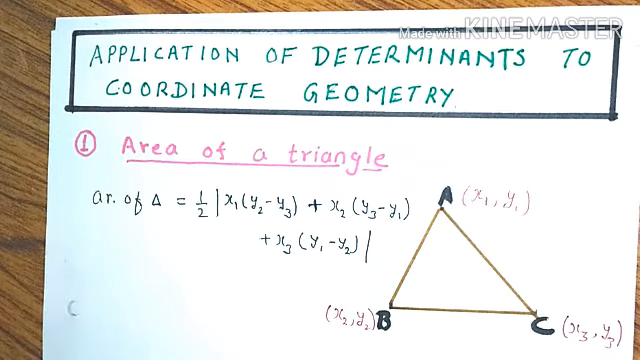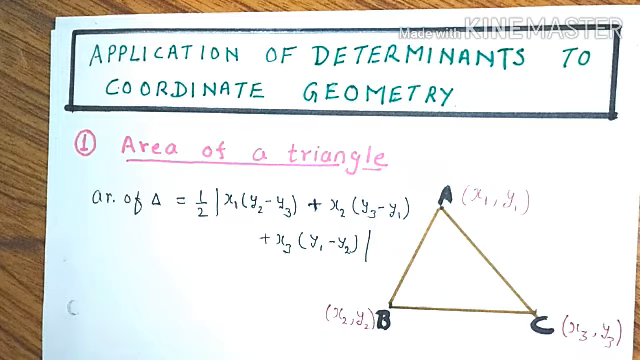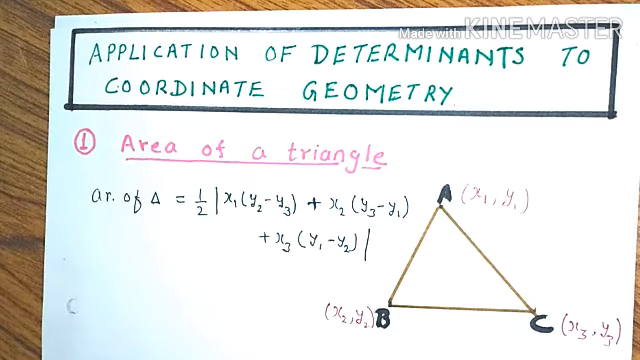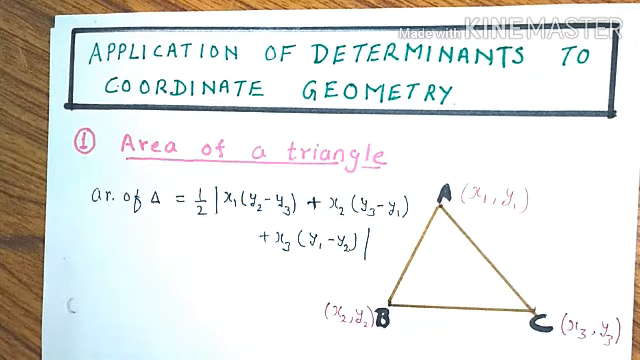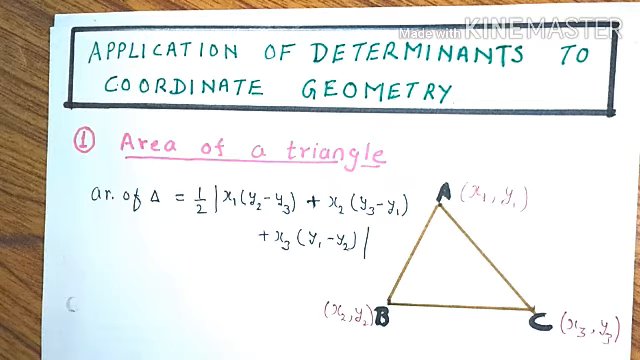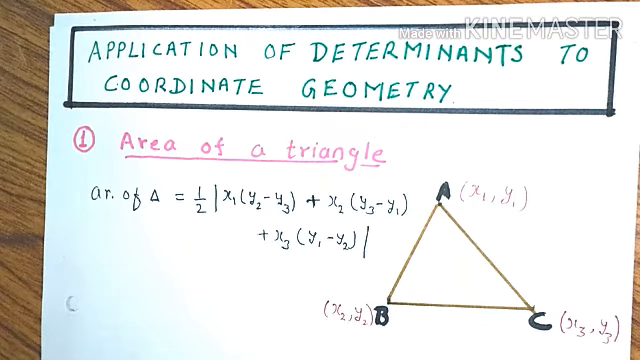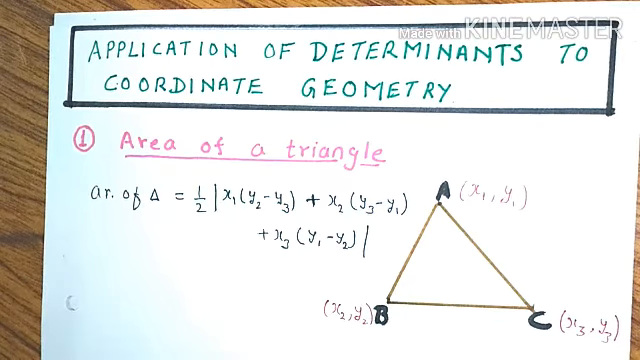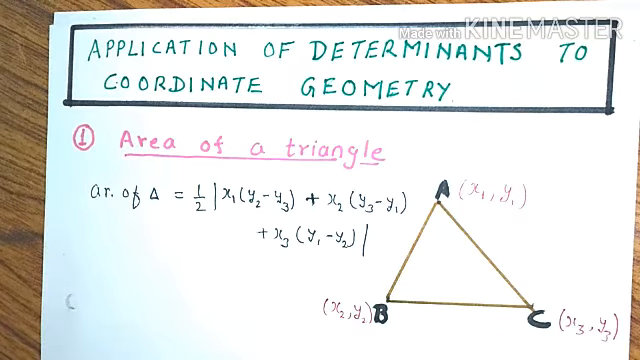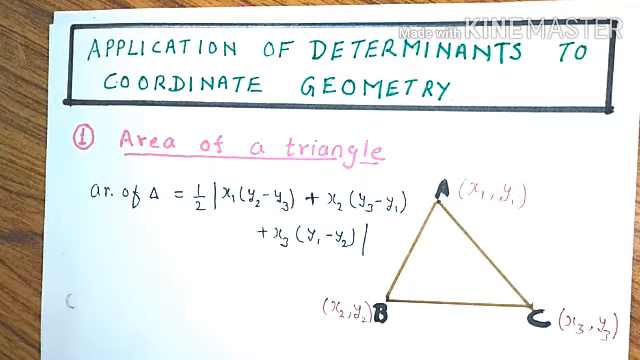So in our last class we learned how to solve the identity of determinant and we solved some important questions of exercise 4.2. Now we will continue and our next topic is application of determinant to coordinate geometry. In this topic we will first study the area of a triangle.